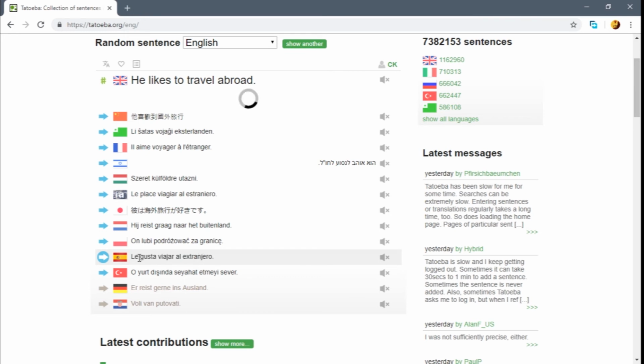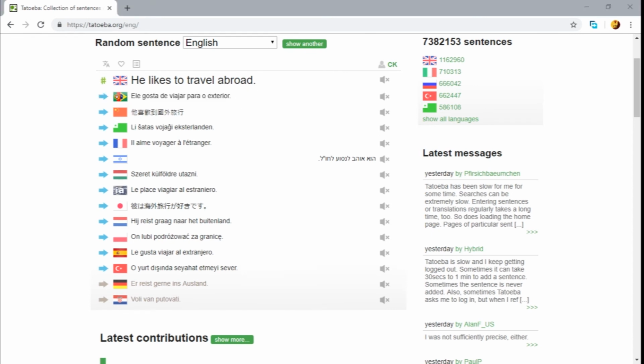It's kind of odd sometimes, and the website's taking forever to upload that single sentence. I don't know if it is my network or the website itself. So you guys can see, ele gosta de viajar para o exterior. Le gusta viajar al extranjero. They are very similar. The semantics are very similar.